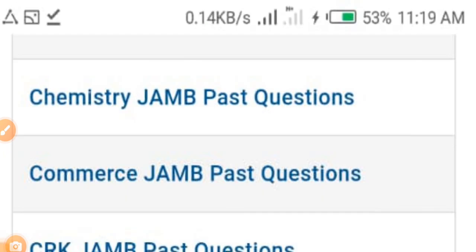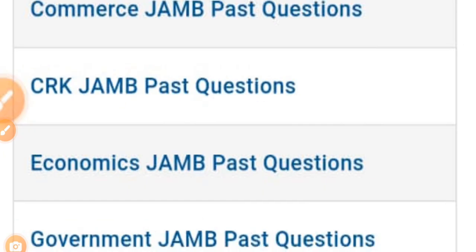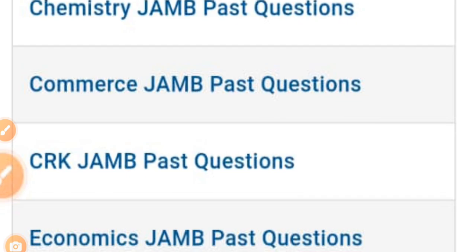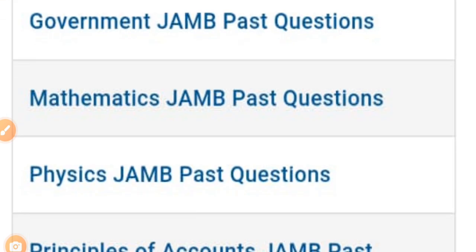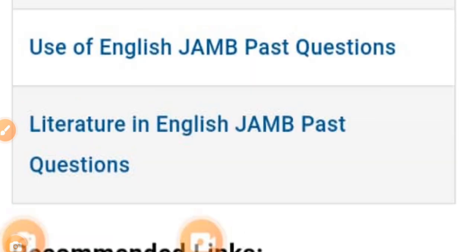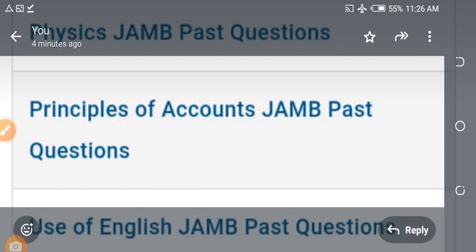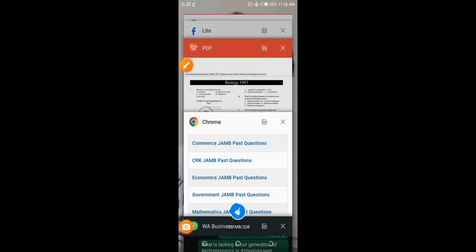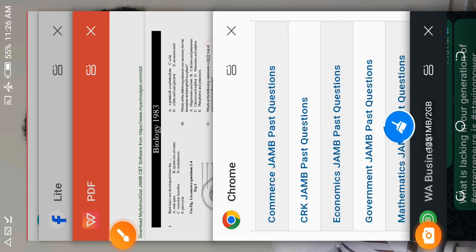It could be chemistry, it could be commerce, it could be CRK, it could be economics, it could be government, it could be mathematics, right? It could be physics, it could be principles of accounting, it could be Use of English. Of course, you know that Use of English is compulsory, plus the novel. There will be a literary piece, a novel you will need to read. Then it could be Literature in English. Anyone, whether I mentioned it here or not, just come under this video and let me know those subjects you will be writing. Like I said, studying with past questions will help you a lot.